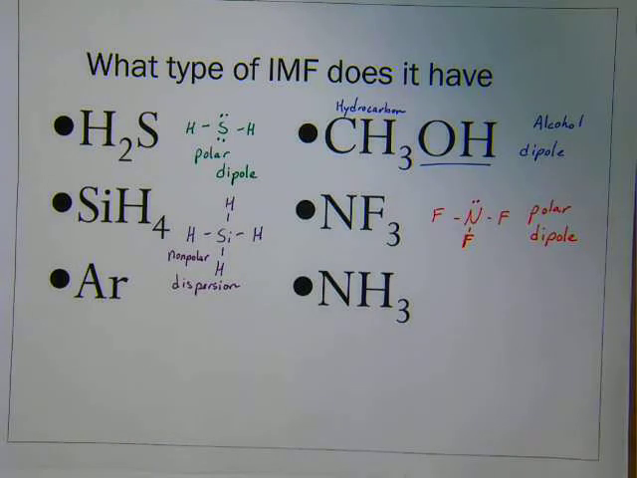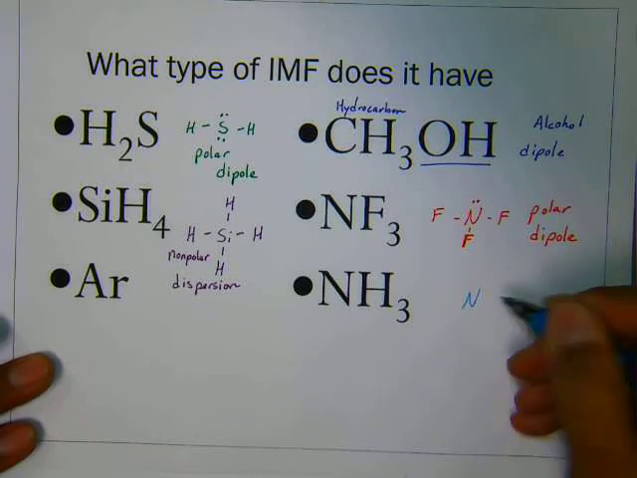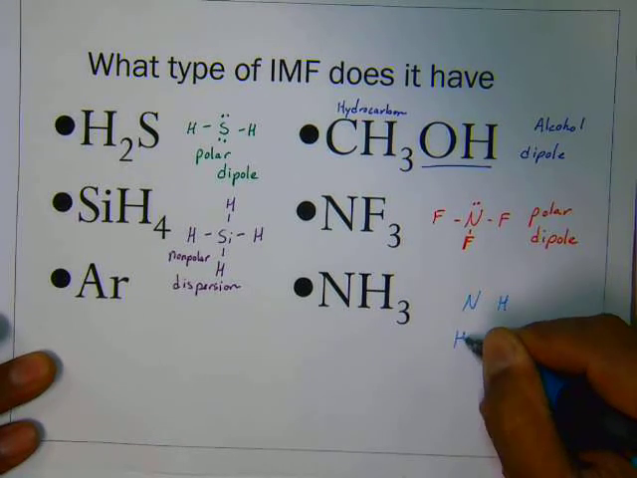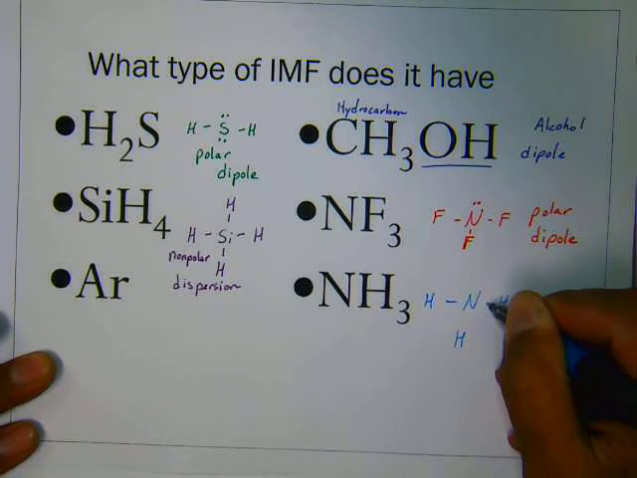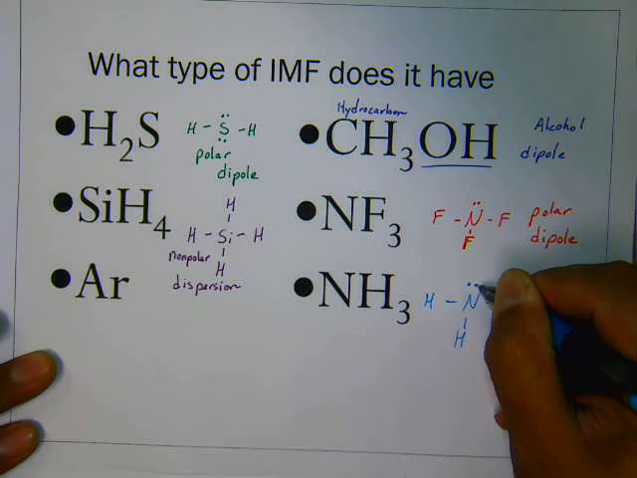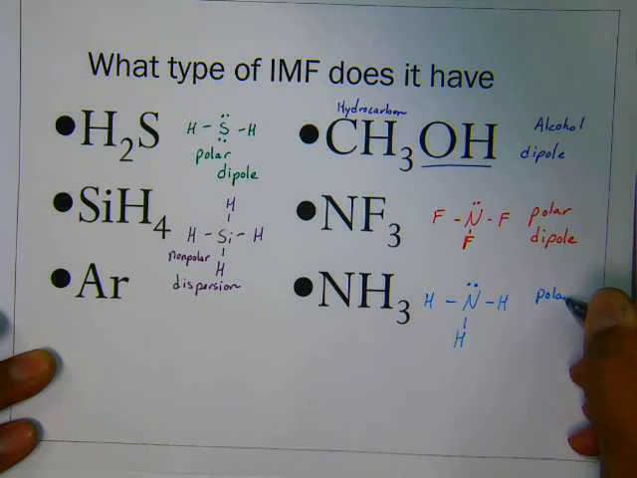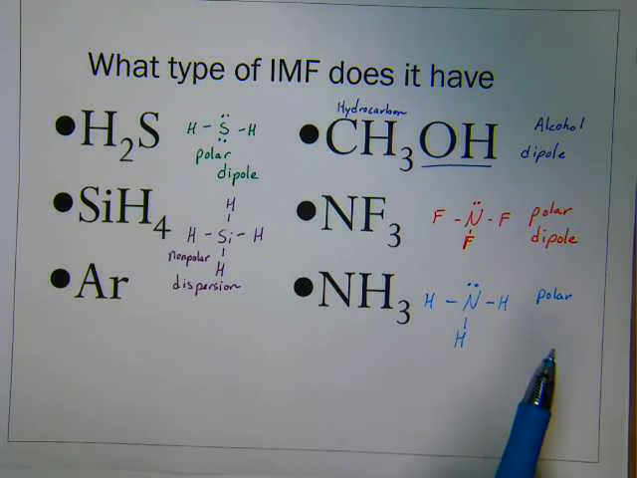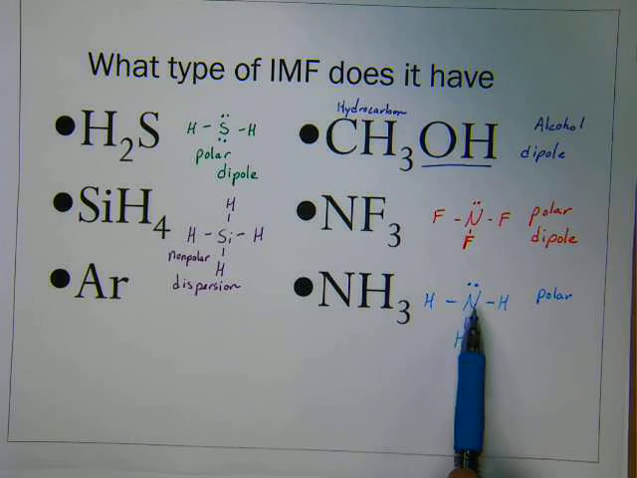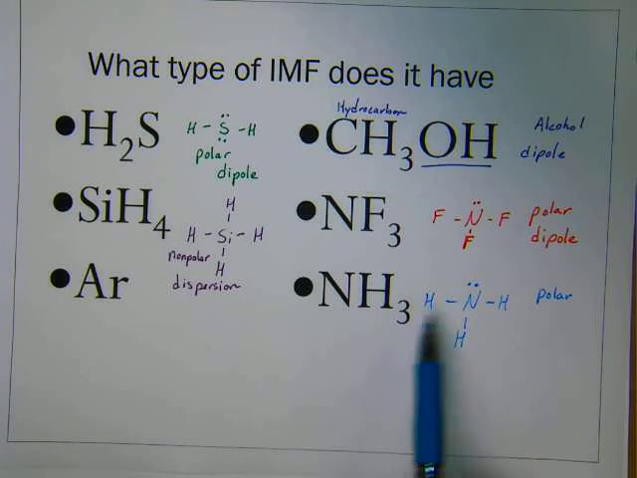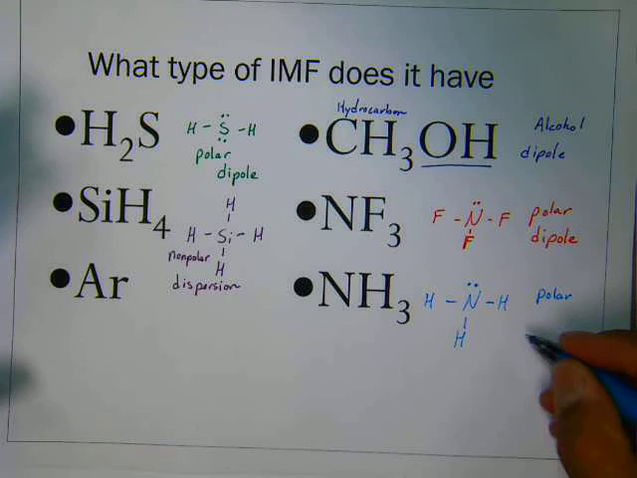NH3. NH3 is going to be nitrogen in the middle, hydrogen, hydrogen, hydrogen, with 2 dots around nitrogen. Now, this is also polar. However, you'll notice that this is hydrogen and nitrogen together. And whenever you have just hydrogen and nitrogen, then this is H bonds or hydrogen bonding.